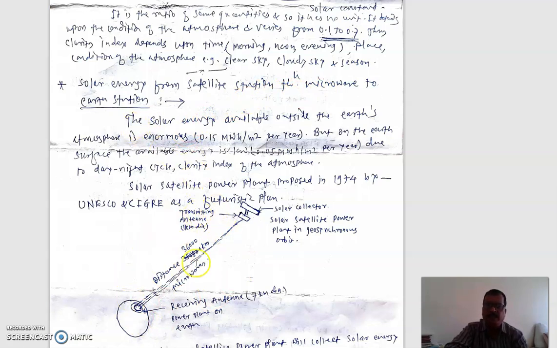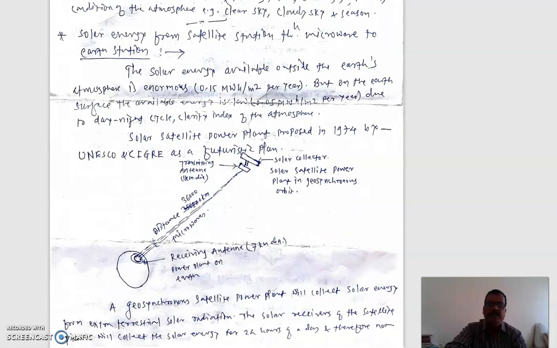Okay, this is the figure of this power plant. This is the solar collector, the solar satellite power plant in geosynchronous orbit. This is the transmitting antenna having a diameter of about 1 kilometer. The distance from this antenna to the earth station is 36,000 kilometer. The microwaves are shown, and this is the receiving antenna on the power plant on Earth, whose diameter is about 7 kilometer.